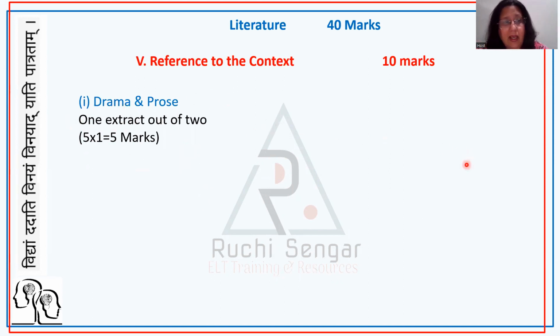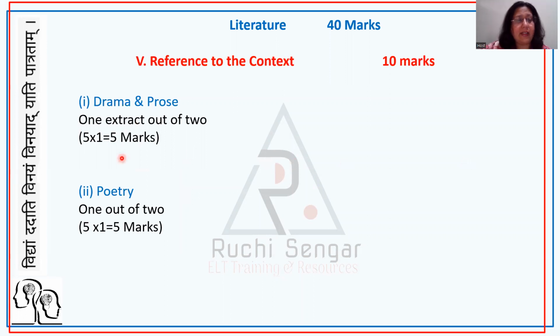2 extracts. Then the second one you have is on poetry. Only on poetry. So 2 extracts from any of the 2 poems in the syllabus, and the same thing, 1 out of 2 and 5 marks. That's your 10 marks.